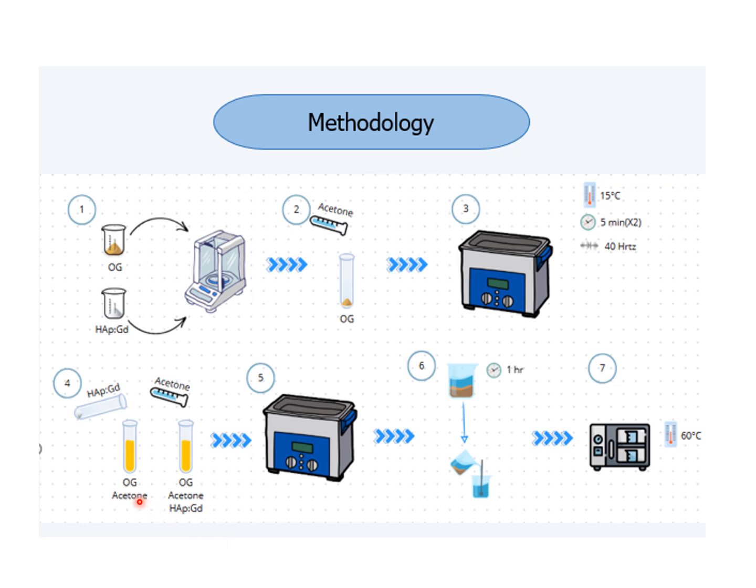Later, hydroxyapatite and acetone will be added and placed in the second ultrasonic bath. The sample will then be left to settle and the supernatant will be removed. Finally, the composite material will be left to dry in the oven at 60 degrees.